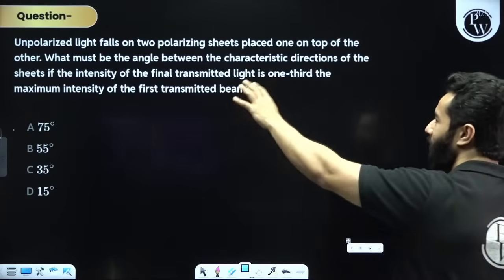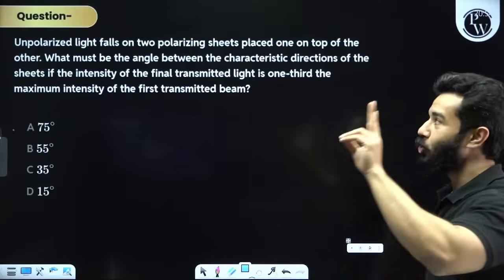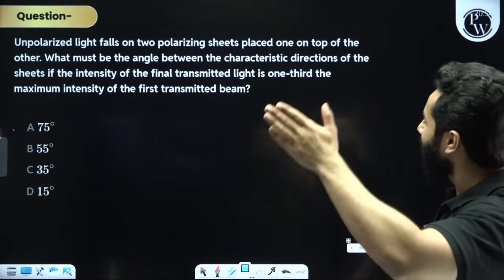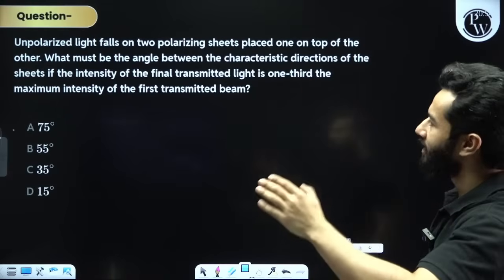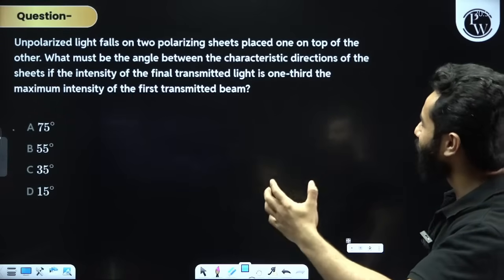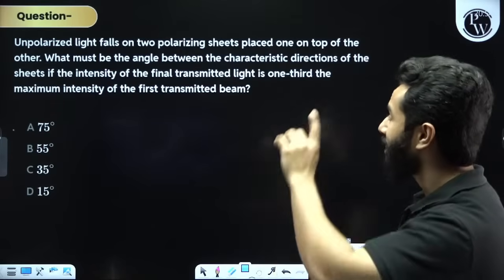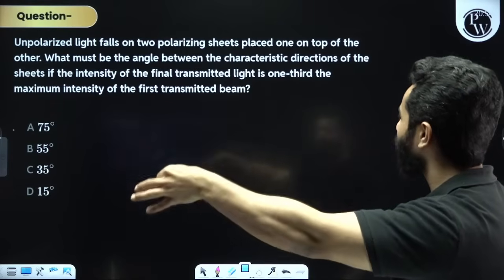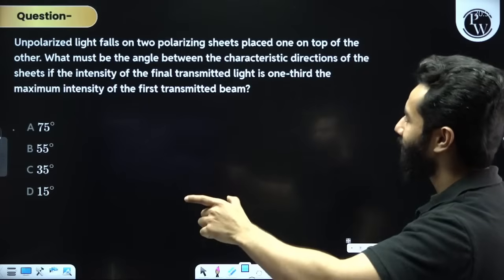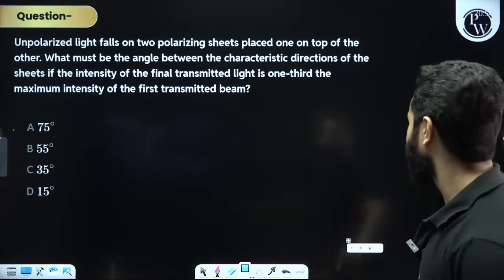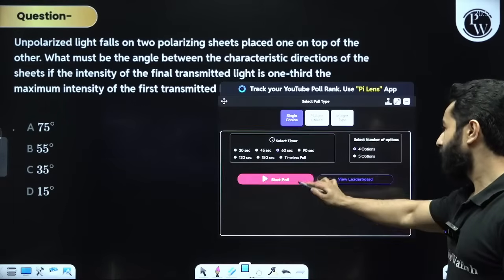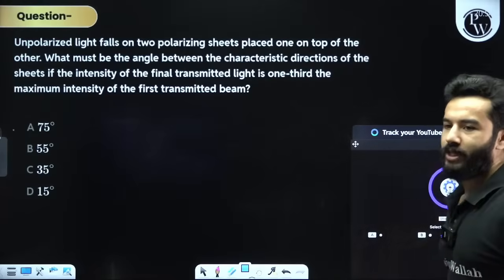Malus law. Unpolarized light falls on two polarizing sheets placed one on top of the other. What must be the angle between the characteristic directions of the sheets if the intensity of the final transmitted light is 1/3 the maximum intensity of the first transmitted beam? Let's start. Be quick.